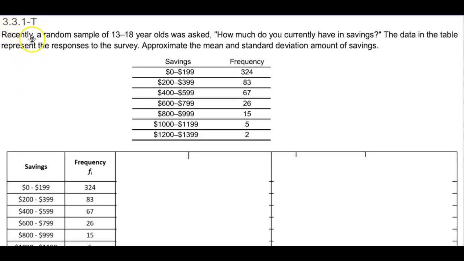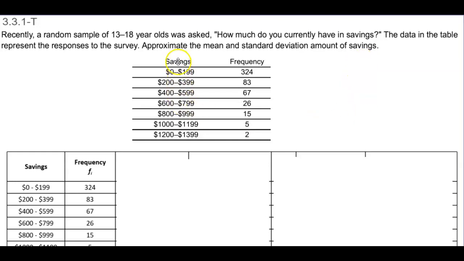3.3.1-T. Recently, a random sample of 13 to 18-year-olds was asked, how much do you currently have in savings? The data in a table represent the responses to the survey. We want to approximate the mean and standard deviation amount of savings.